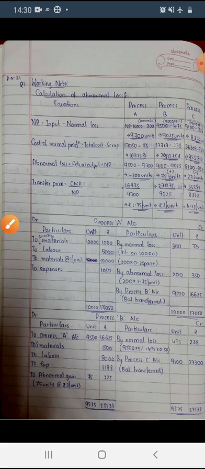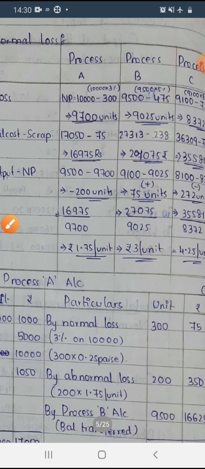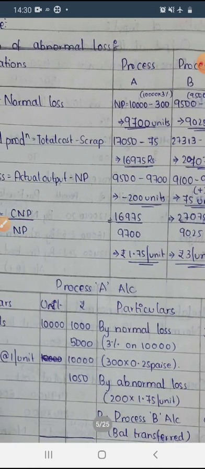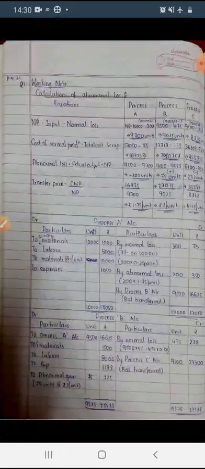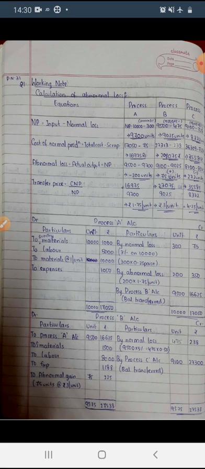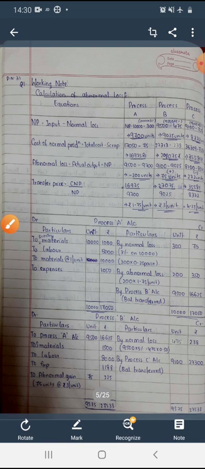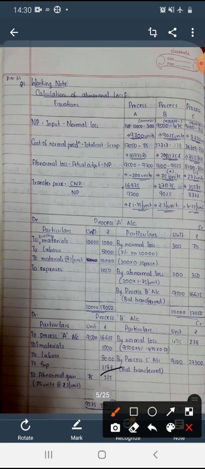See the second column, here 9500 is the input, minus loss is how much? 475, 9025 units. Then you have to calculate the total expenses only till here, right? 16,625, 1,500, 8,000 and 1,188, total 27,330, minus scrap sold for how much? 475 into 0.50, how much? 238, and this is the cost of normal production.